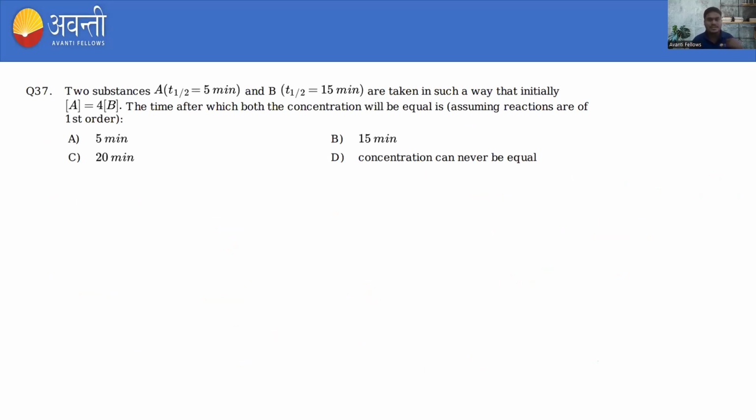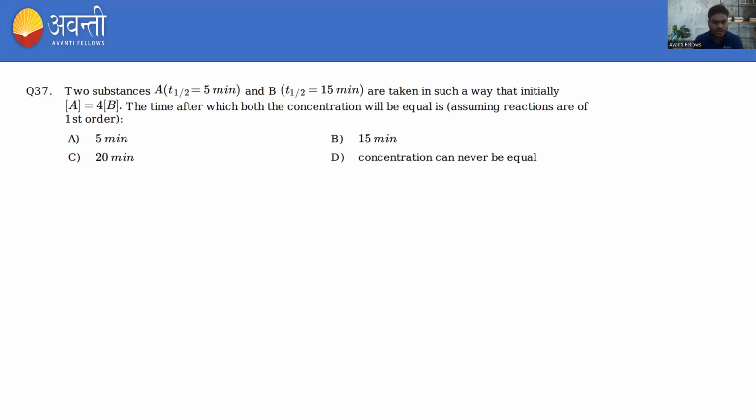Two substances, A having half-life time 5 minutes and substance B having half-life time 15 minutes, are taken in such a way that the initial concentration of A is equal to 4 times the concentration of B. The time after which both concentrations will be equal, assuming reactions are of first order. So by assuming first order reactions, you need to calculate the time after which both concentrations will be equal. This is a very good question.